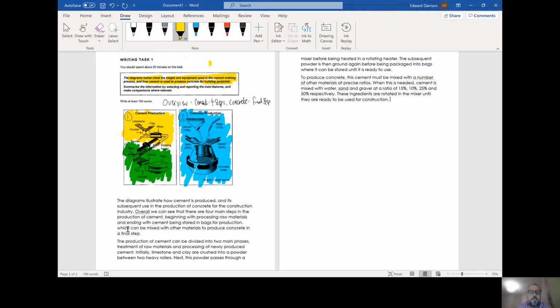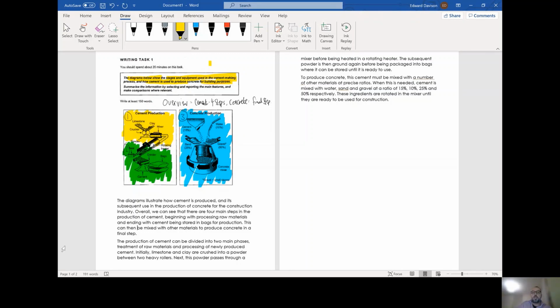Okay, finally, let's proofread and make sure that we're not making any mistakes. The diagrams illustrate how cement is produced and its subsequent use in the production of concrete for the construction industry. Overall, when this is needed, cement is mixed with water, sand, and gravel at a ratio of 15, 10, 25, and 50% respectively. These ingredients are rotated in the mixer until they are ready to be used for construction.